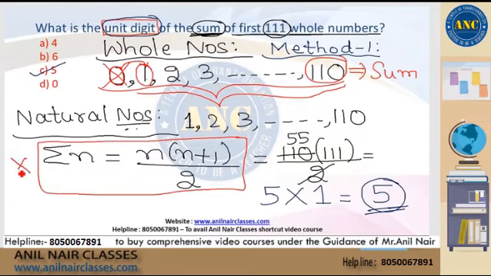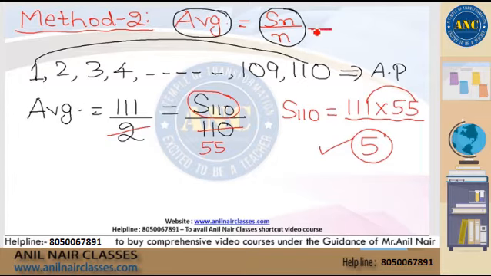Sir, I don't know summation n is equal to n into n plus 1 by 2. Don't need to know. You don't need to know summation n as n into n plus 1 by 2. If you know the basic definition of average, I am not asking you to by heart any complicated definition. Basic definition of average is sum of the quantities divided by number of quantities. From there you can easily derive sum of first 110 natural numbers, and thereby you can get the value for unit digit of that value. I hope the idea is very clear, sir.